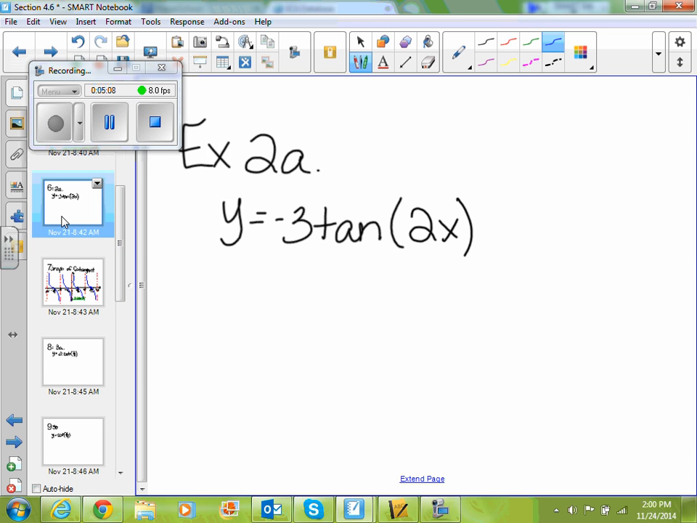So y equals -3 tangent of 2x. Before, we had to pay attention to this -3 because it told us how high up on our graph we go, but on a tangent graph, you don't have to pay attention to it because it doesn't affect the graph. So we're just looking at this 2x, and so to find my endpoints, I set it equal to -pi/2 and pi/2.